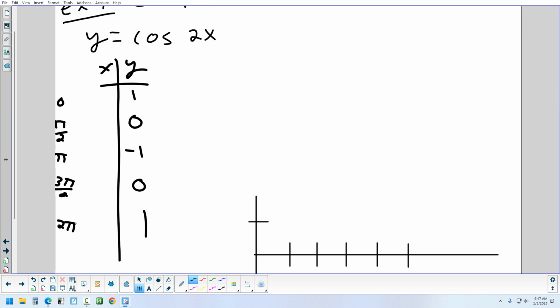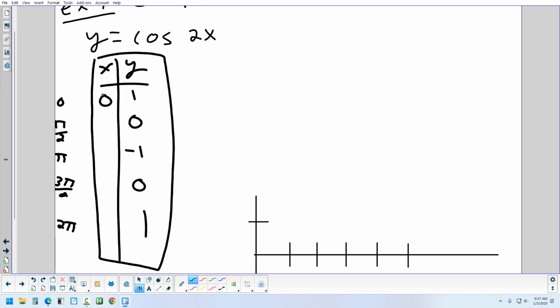And what are we going to do to all of those x's to get my new x's? Divide them by 2 or take half of them. Yep. Whichever way you want to think about it, it's easier for you. That's how we'll do it. Okay, well, if the first one is 0, it's always going to stay 0, because no matter what you multiply or divide it by, 0 stays 0. Okay. What's half of pi over 2?